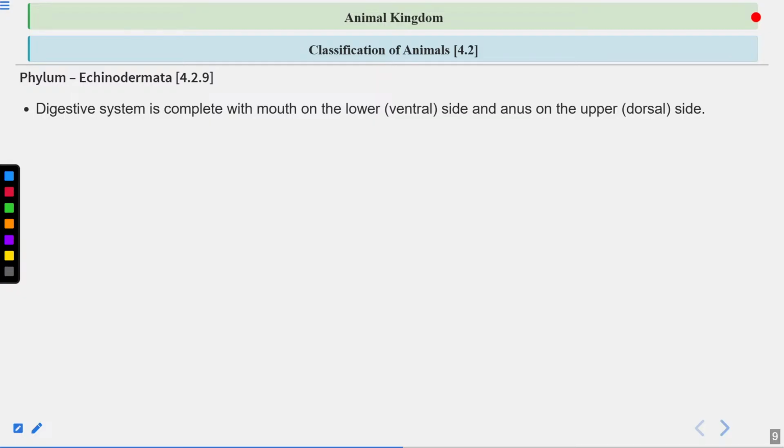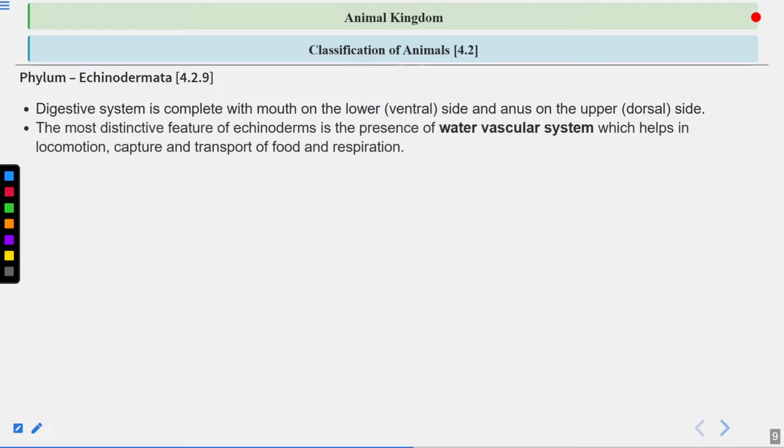The digestive system is complete, with the mouth on the lower side, meaning the ventral side, and the anus on the dorsal side, meaning the upper side. Now the most distinctive feature, the most characteristic and unique feature of echinoderms, is the presence of the water vascular system.